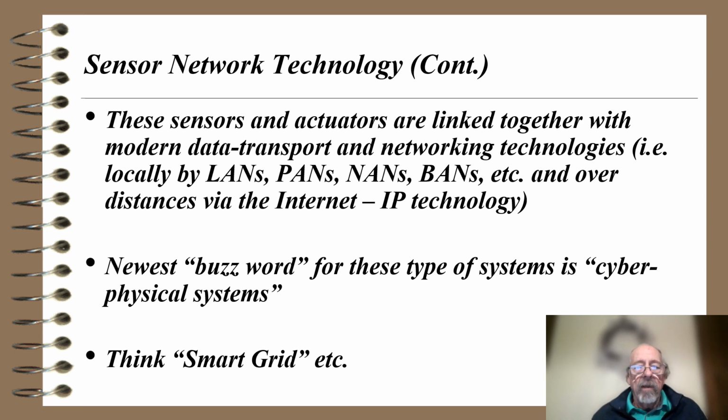By that we mean locally by LANs, PANs, which are personal area networks, NANs, neighborhood area networks, BANs, which are building area networks, etc., and over distances via the internet. This is known as IP, or Internet Protocol Technology. The newest buzzword for these types of systems is cyber physical systems. You might want to think the smart grid, although if you're not familiar with the smart grid, that was a big push back 10 years ago, we were going to make the electric grid intelligent.